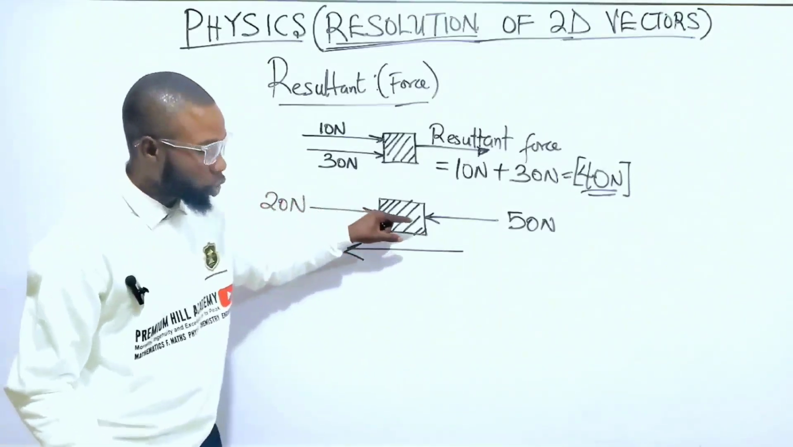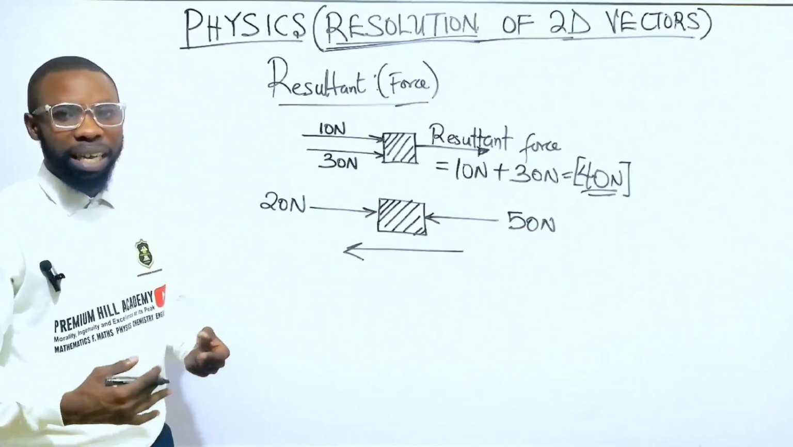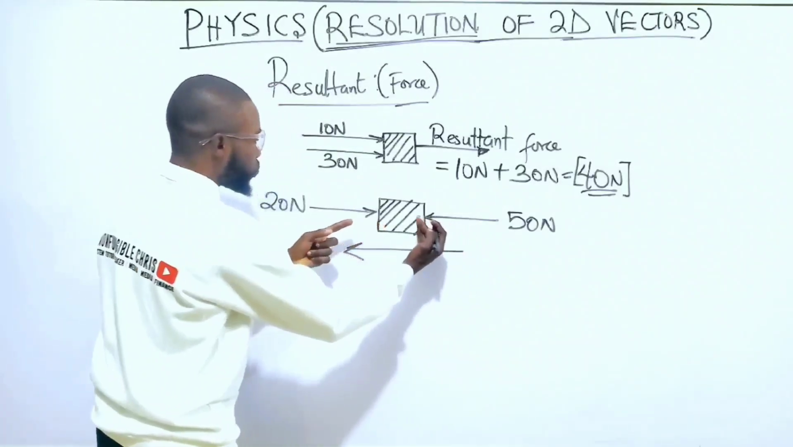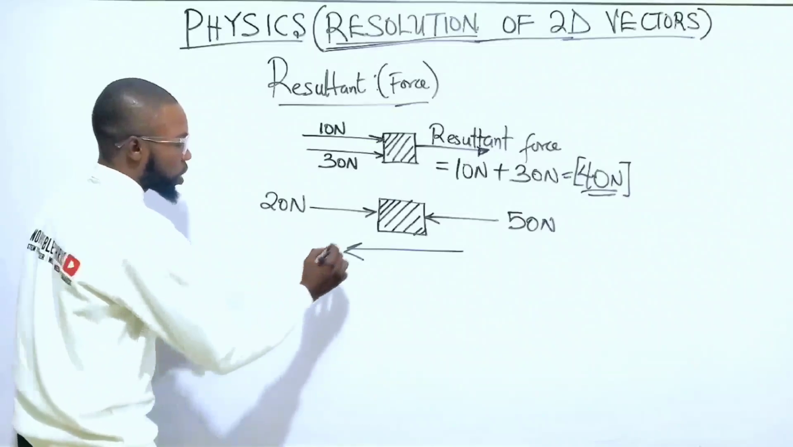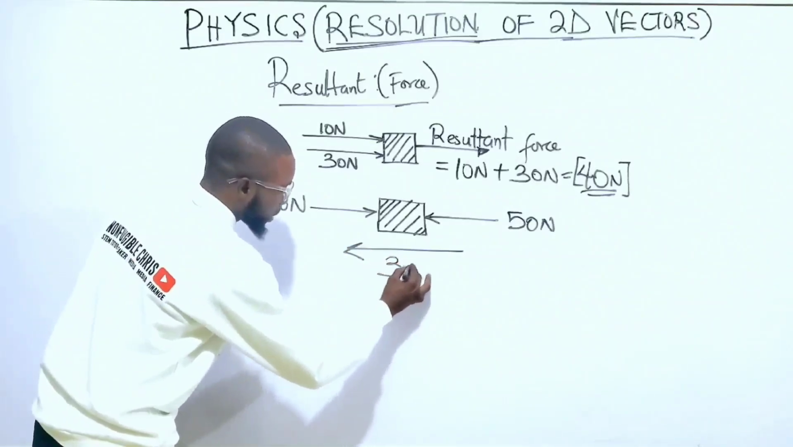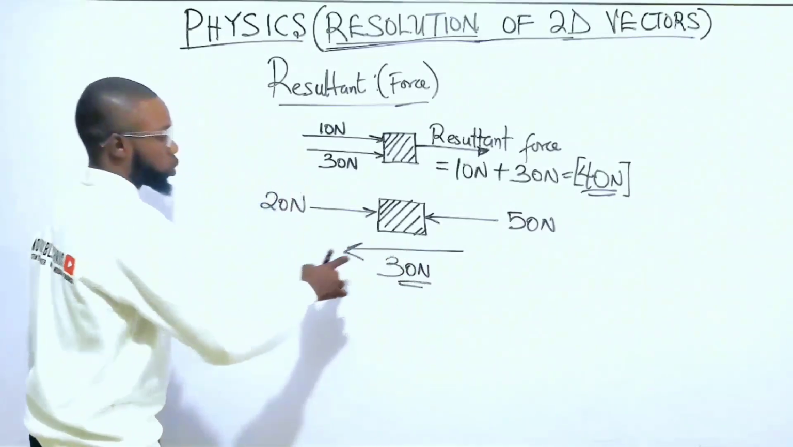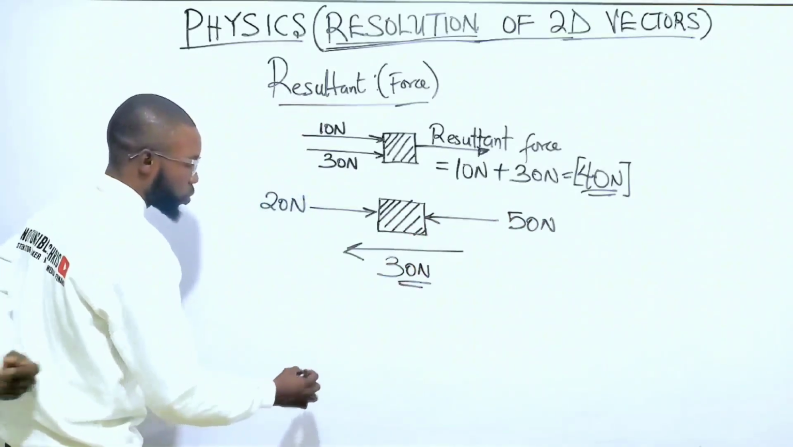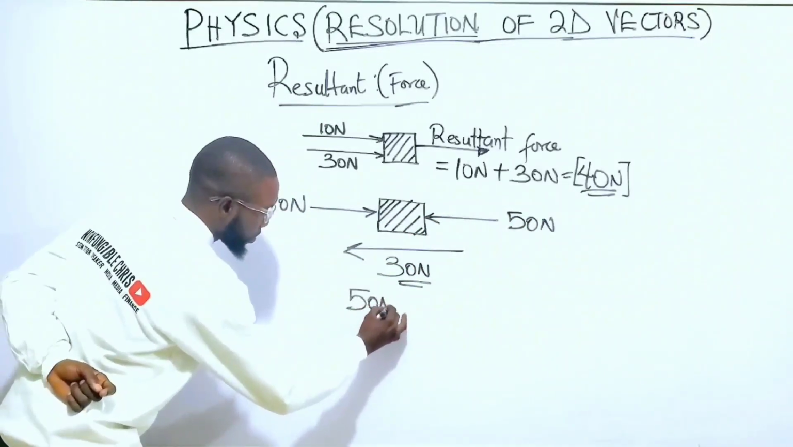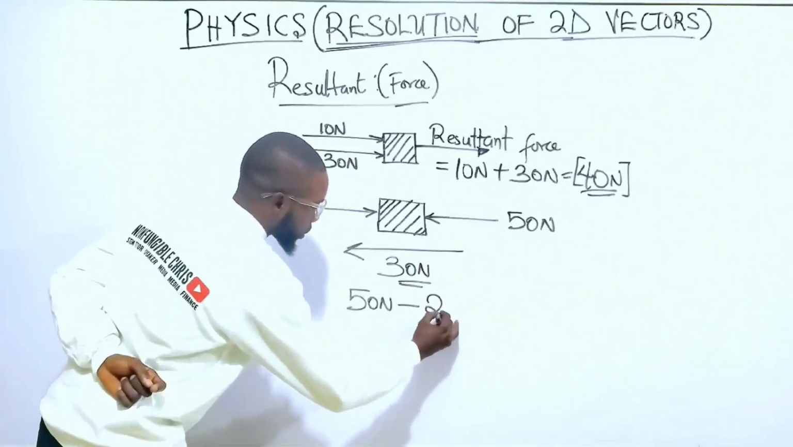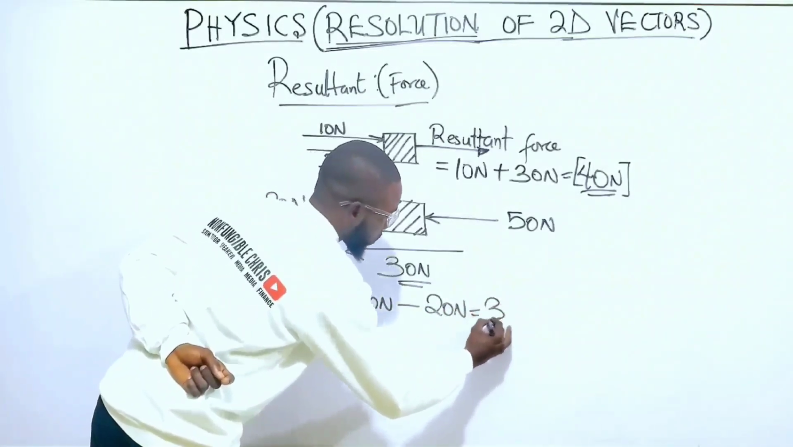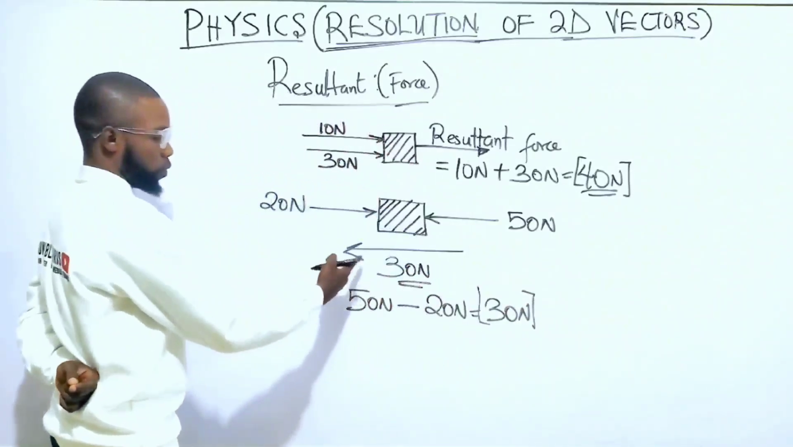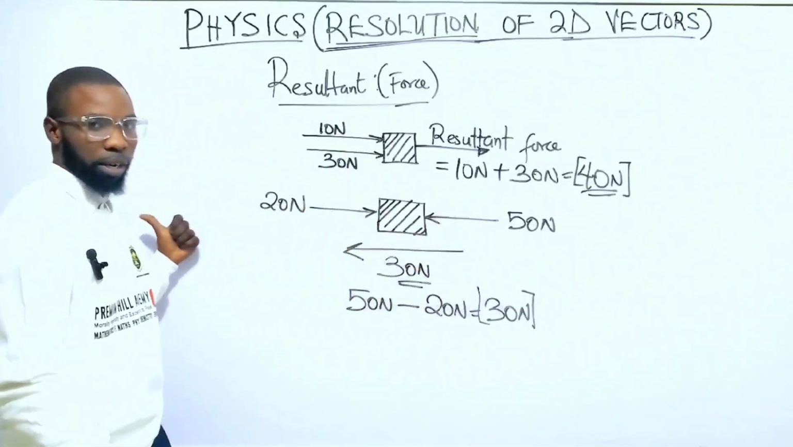So if this one is acting at 20, this one is acting at 50. What we're going to expect is that the body is going to move in this direction with a magnitude of 30 Newton. So this is going to be a resultant force. Why? Because since they are acting opposite to each other, it's going to be 50 Newton minus 20 Newton. And if we do that, we're going to have 30 Newton. So this 30 Newton is our resultant force acting in this direction.